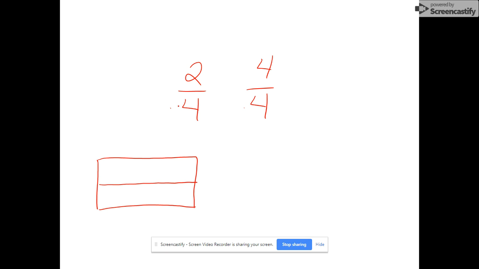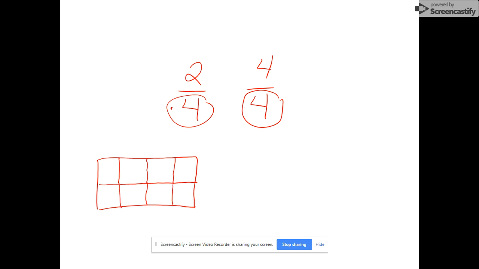I'm going to cut my top rectangle in 4ths because that's what this denominator is. 4 is even, so my first cut can go in the middle. Half of 4 is 2, and 2 is also even. So I can cut each half in half again. And since my other denominator is 4 again, for my bottom rectangle, I can just bring those lines straight down.